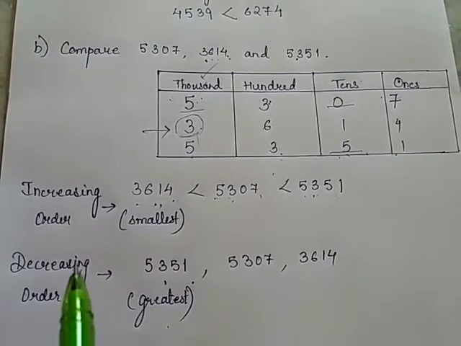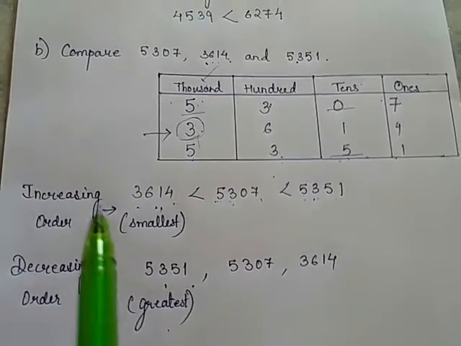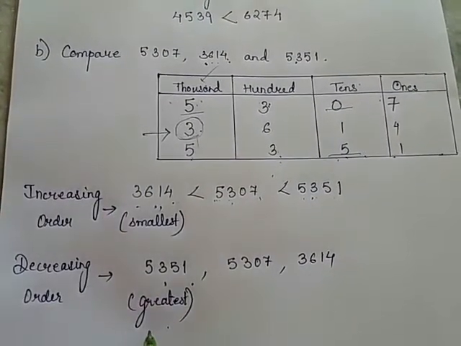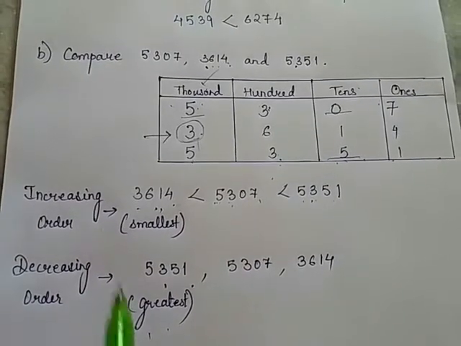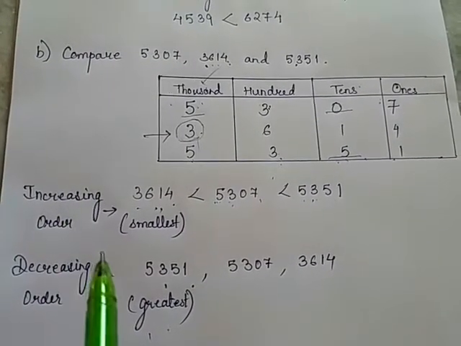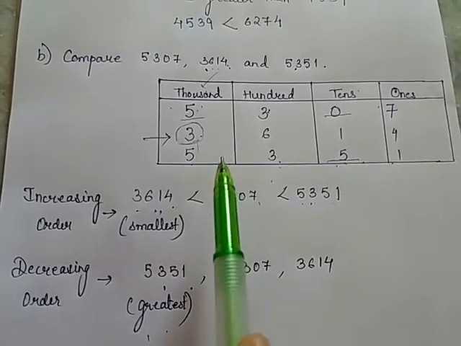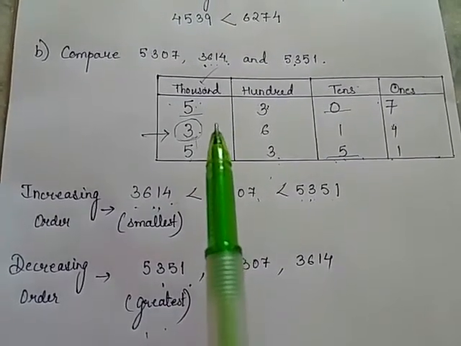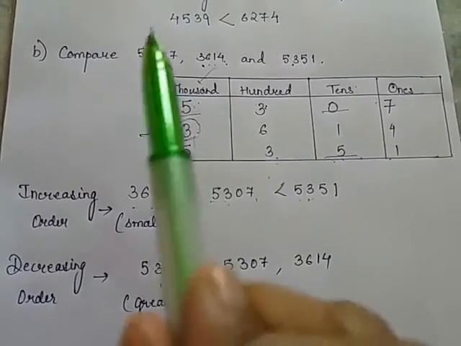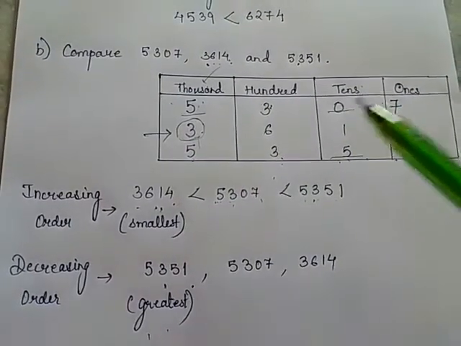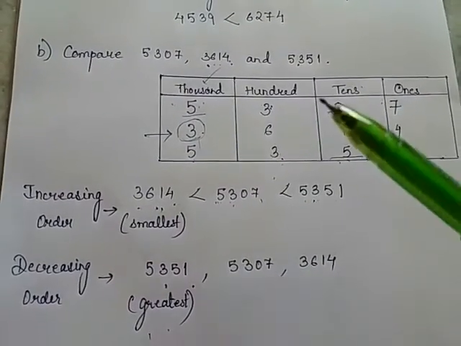So till now we have studied forming, comparing and ordering numbers. See, the basic concept of forming, comparing and ordering is to go back to the place value chart. First we have to draw a place value chart and put the numbers in it, and then we have to compare and order.